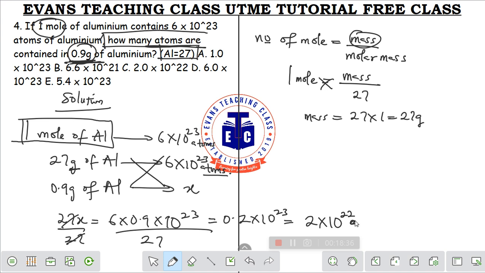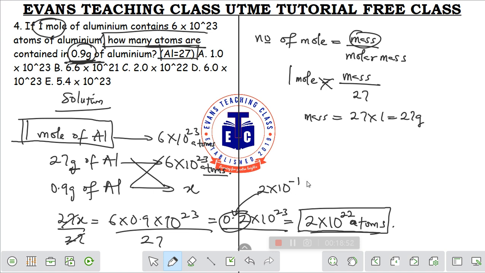I think you know how to express in standard form already. So that's what I did here. I just used standard form. Normally it should be 2 times 10 raised to the power minus 1. So this 0.2 is 2 times 10 raised to the power minus 1 times 10 raised to the power 23, which will now be 10 raised to the power minus 1 plus 23. So that's your standard form. It will now be 10 raised to the power 22. So that's how I get this. So don't be confused that I just jumped a step. So our answer is option C.